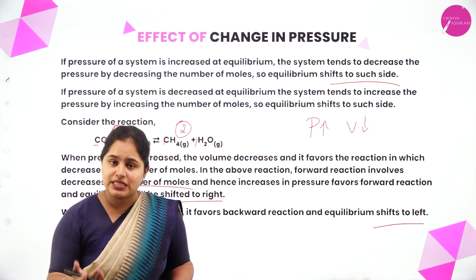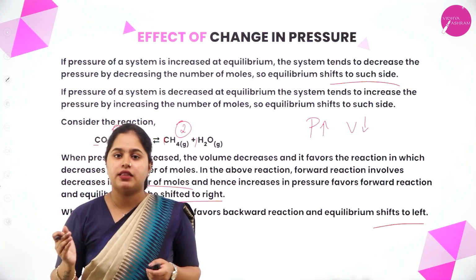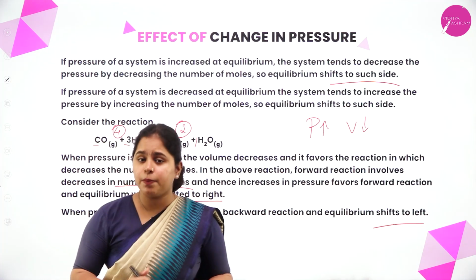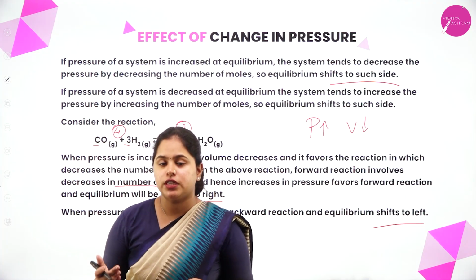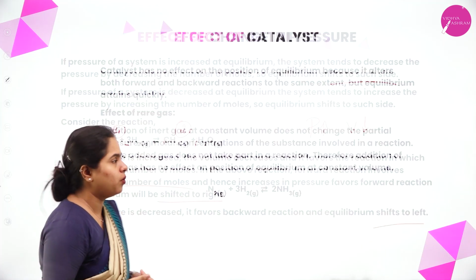So, when there is an increase in pressure, the equilibrium will shift to the direction where there is a decrease in the number of moles. And when we are decreasing the pressure, the equilibrium will shift in the direction where there is an increase in the number of moles. I hope that is clear.